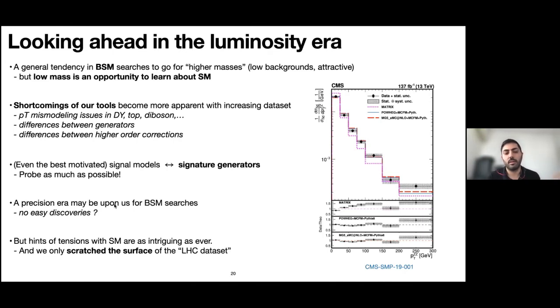So we should, I think, treat signal models as signal generators and probe as wide a range of final states as possible. In this regard, we might be onto a precision era for BSM searches with no easy discoveries, but small tensions, and learning more about the model may lead to discoveries. And to finish on a positive note, with all these hints of various tensions that you have heard or will hear in these sets of lectures, searches for BSM physics are as intriguing as ever, and we have only scratched the surface of the data set we'll have. So thank you.